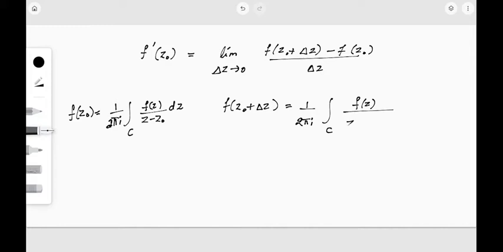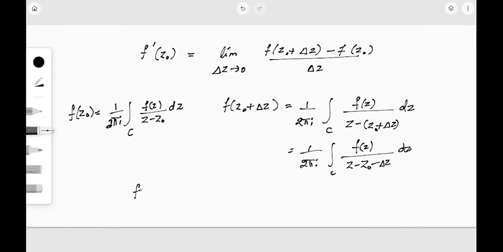Here it will be z minus, instead of z dot we have z dot plus delta z. So z dot plus delta z, or I can write this as 1 by 2 pi i integral over c f of z divided by z minus z dot minus delta z into dz. So what I'm going to do is substitute this value in this equation.